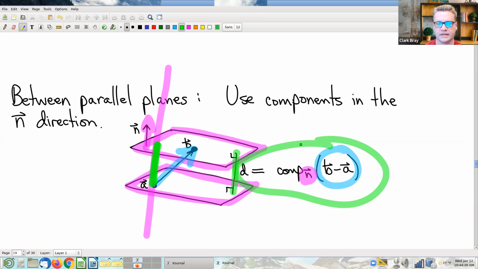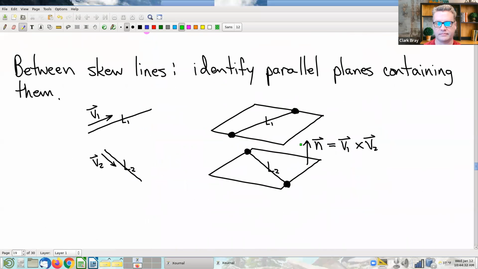Okay. Now, related problem. What if you want to find the distance between two skew lines? So this one's seemingly a very hard problem. Keep in mind, skew just means that they don't intersect and they're not parallel, right? So two skew lines, like what I'm doing with my arms here. And how would I find the distance between them?